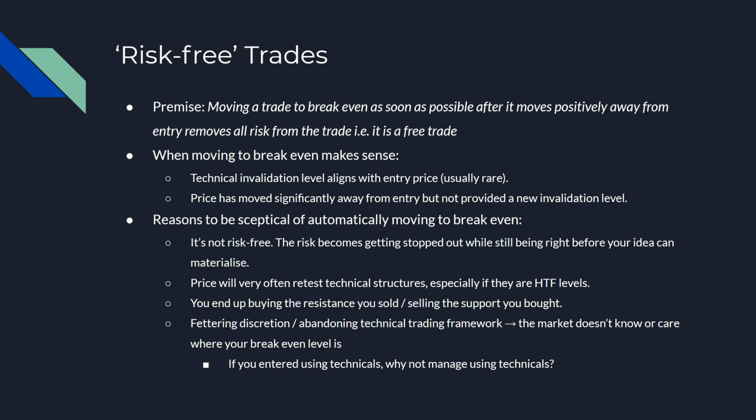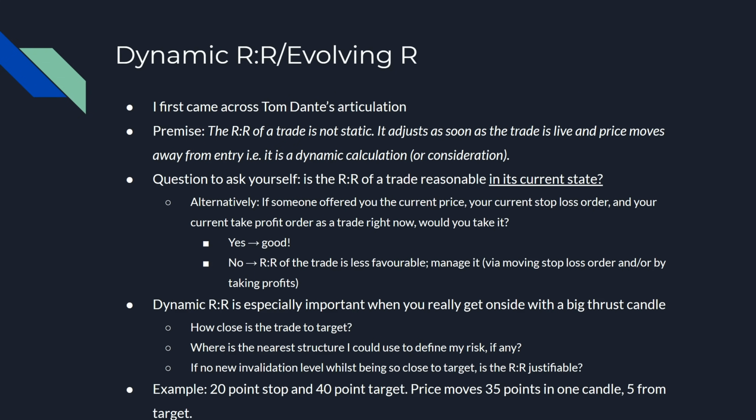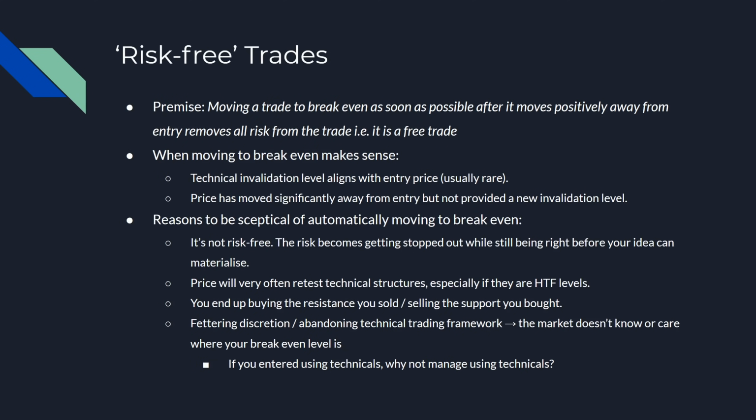Now, the second scenario is where price has moved significantly away from entry, but not provided a new invalidation level. So that could arguably be that example at the bottom of this page here, where your price moves in one candle, basically to your take profit order. What do you do? Now, honestly, for my personal trading, in those cases where price gets really close to my take profit, starts showing signs of reversal, and I've got nowhere to define my risk and nowhere to move my stop, I'll usually just cut the trade.